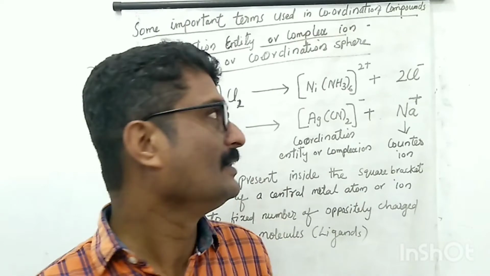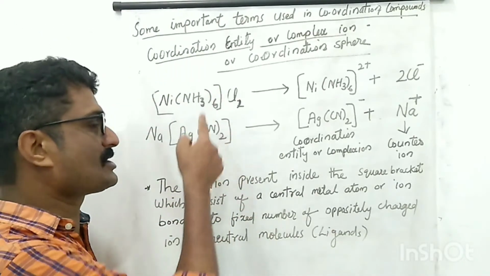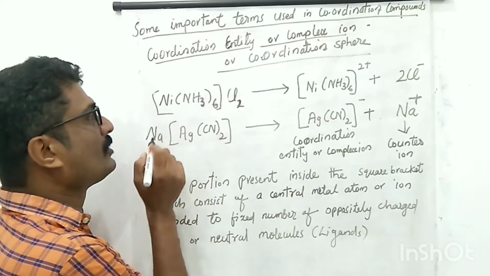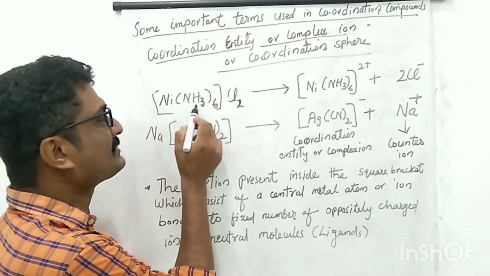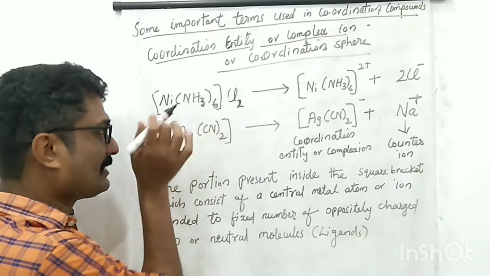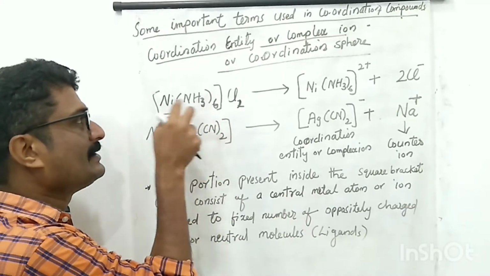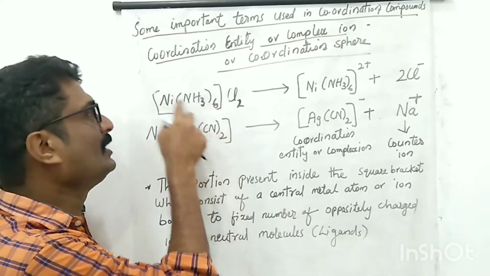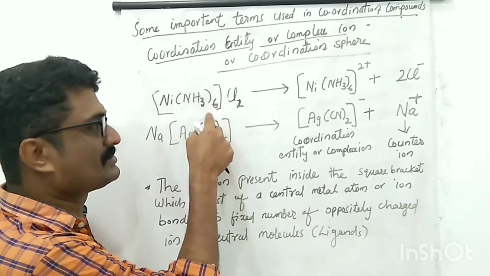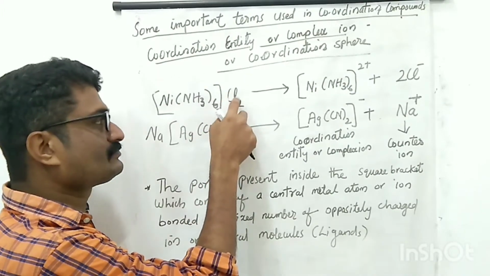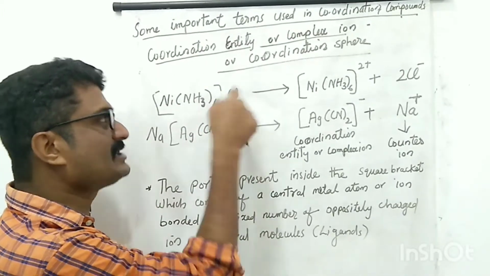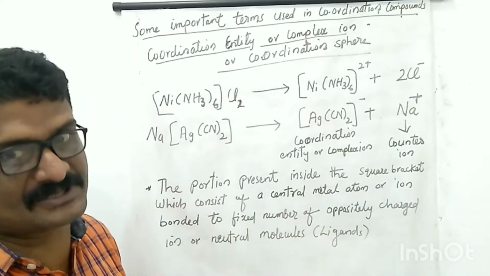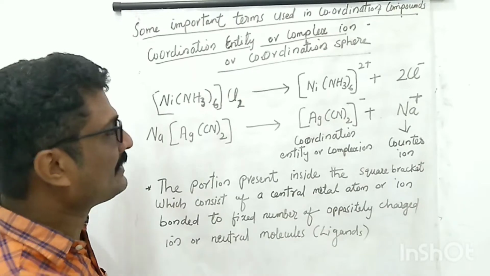Please observe these two coordination compounds. First compound: [Ni(NH3)6]Cl2. This portion, nickel and 6 ammonia molecules, is present inside the bracket, and 2 Cl minus ions are present outside the bracket.